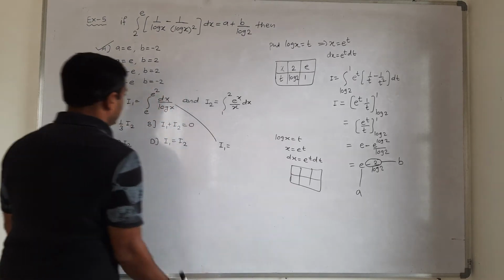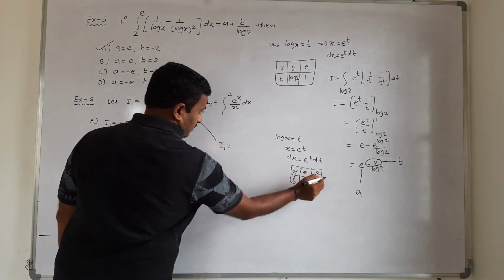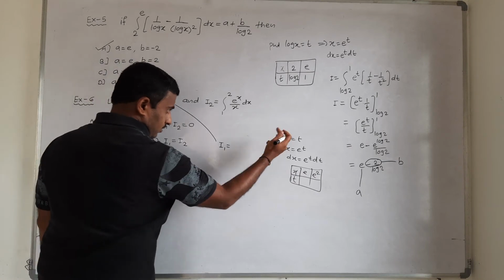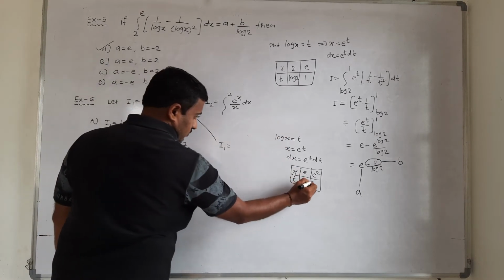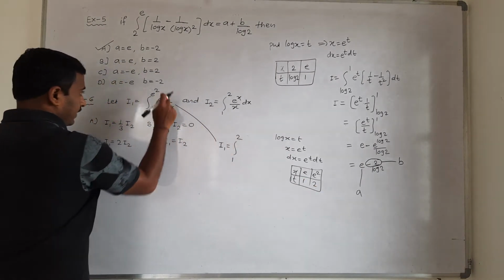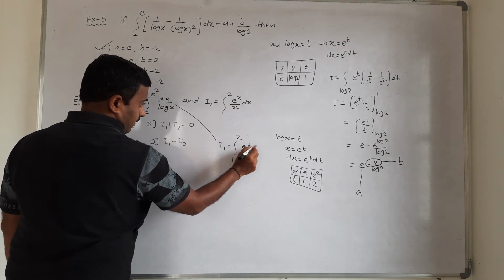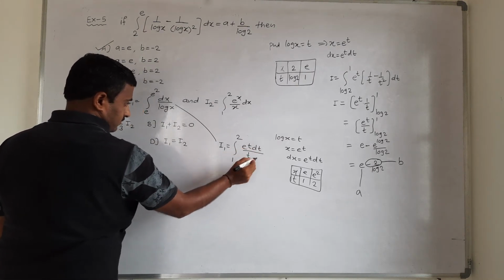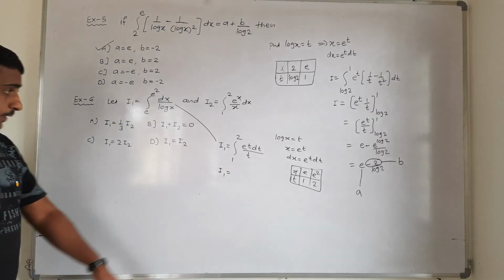Limits are e square, e and e square. When x equals e, it is log e, which is 1. For e square, log e square, the coefficient is 2, so it is 1 to 2. Therefore, the limits are 1 to 2, dx is e raised to t dt upon log x as t. Now, definite integration is independent with respect to the variable used.